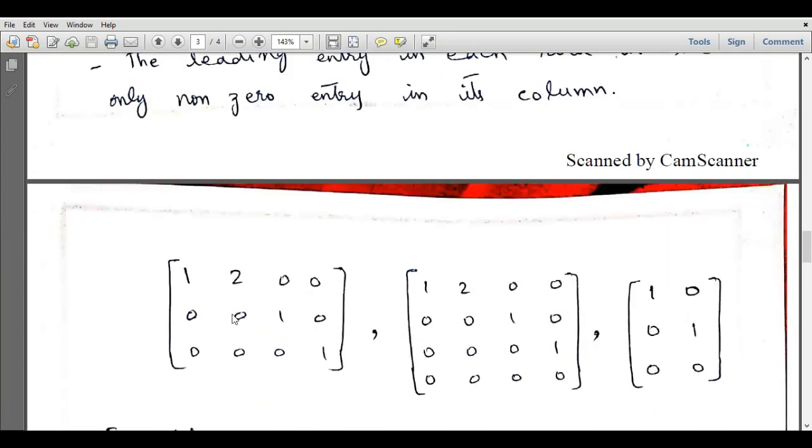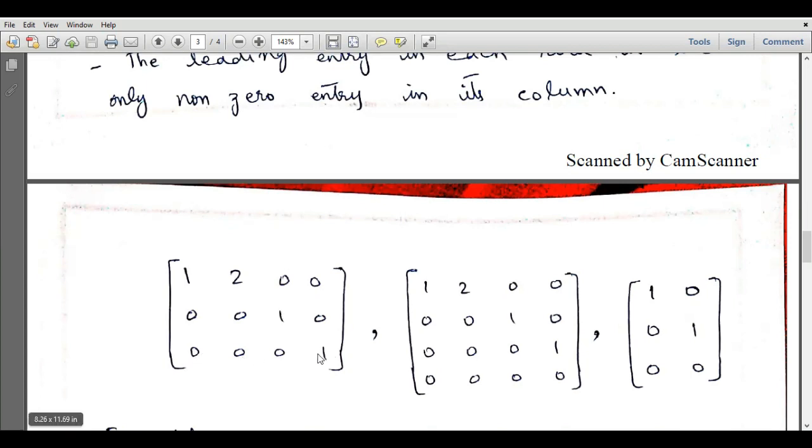Let's check a few examples. This is the leading entry of the first row and it is equal to 1. And this is the leading entry of the second row and it is also equal to 1. This entry lies at the right hand side of the leading entry in the first row, so this condition is also satisfied. Now we will have to check the column of the leading entry in all the rows. Here this is the leading entry and it is the only non-zero element in this first column. This leading entry lies in the third column and it is the only non-zero entry in the third column.